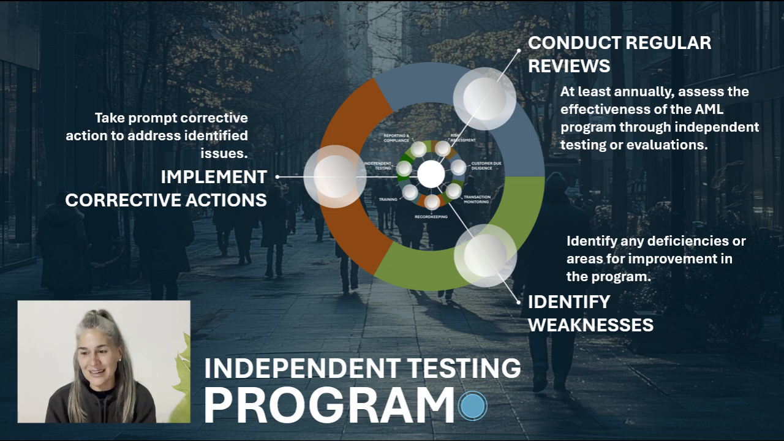Independent testing or evaluation program. You must conduct regular reviews. At least annually, assess the effectiveness of the AML program through independent testing or evaluation. Identify weaknesses. Identify any deficiencies or areas for improvement in the program. Implement corrective actions. Take prompt corrective actions to address identified issues.